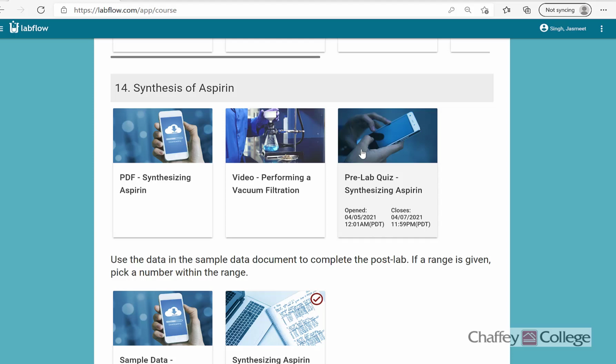In this week's lab, we will learn how to synthesize aspirin. So as usual, the instructions for this lab are given in this first tab. Let's take a look at these instructions.